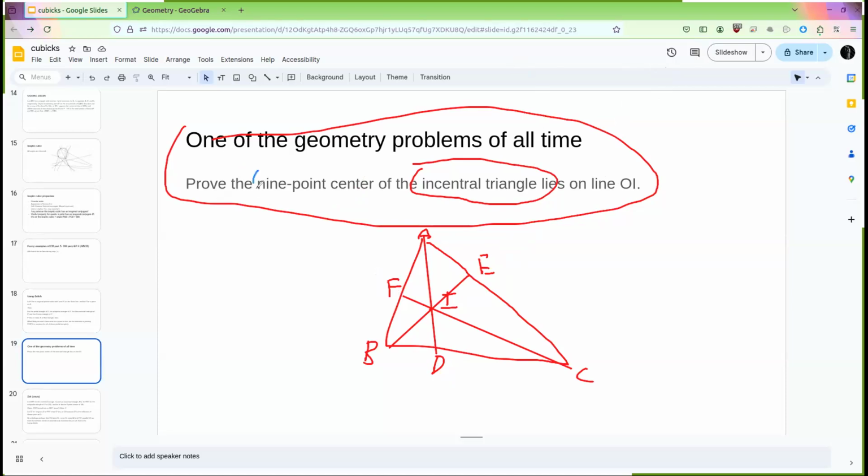Wait, do you guys all know what this is? You can do it with ChatGPT. How? I don't think ChatGPT knows what line OI is.